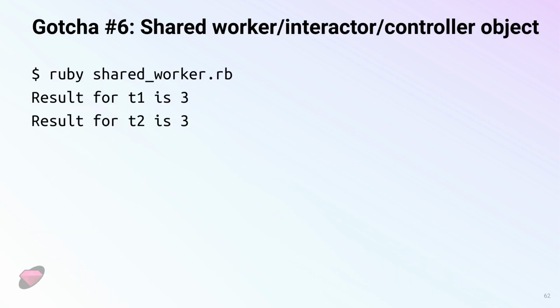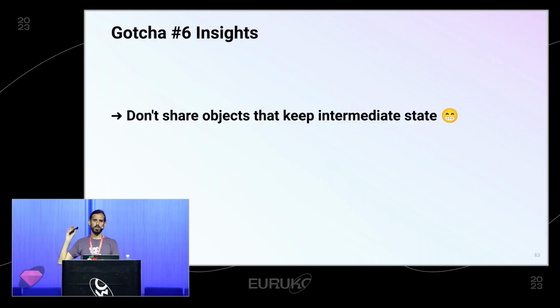Well, if you have something like this, you can have this problem, which is both threads are using the same objects and they kind of write over each other. So in this case, well, the first one won, so both got 3. And in this case, the second one won, so both got 7. So insights: don't share objects that keep intermediate state because threads will write over each other.